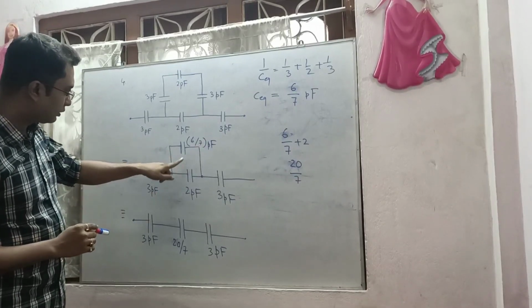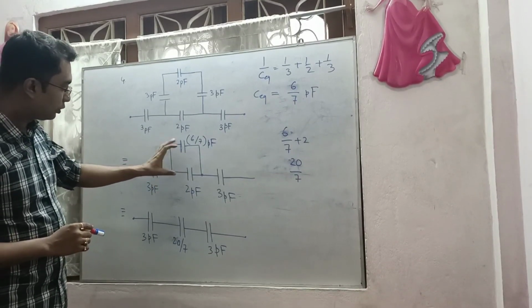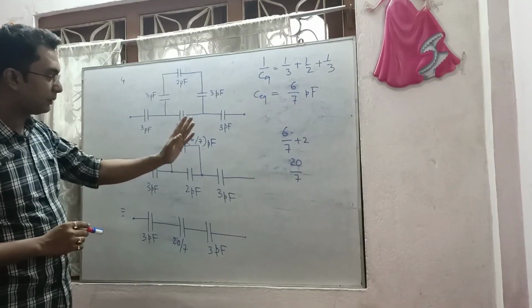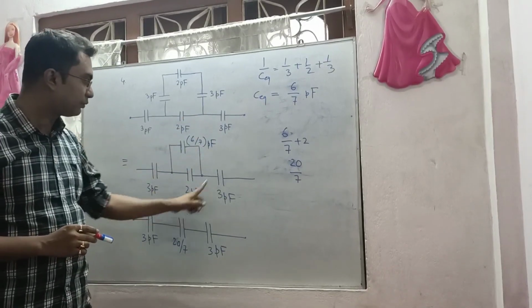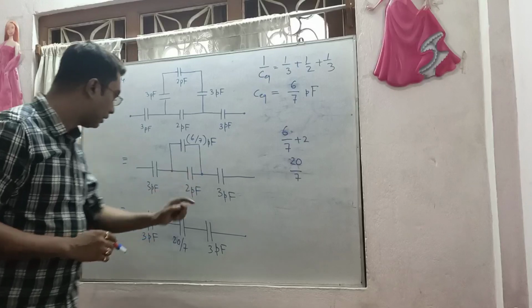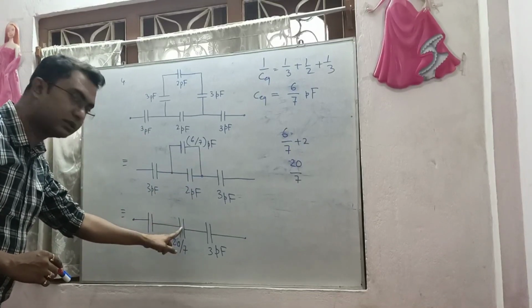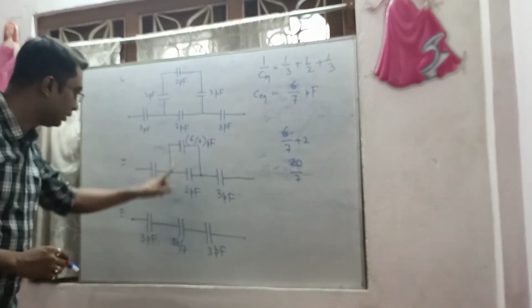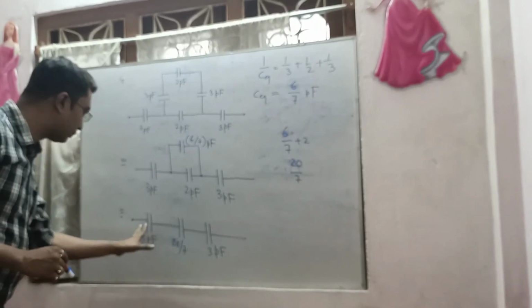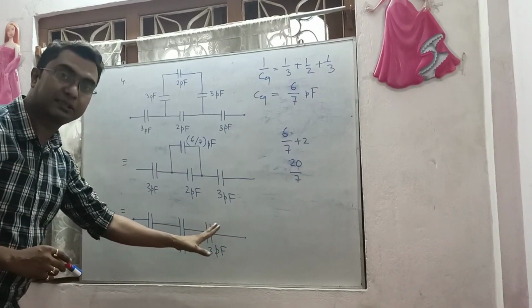Now after that, you see these two come in parallel combination. So parallel combination can be done by just simply adding. So 6 by 7 plus 2 picofarad is equal to 20 by 7. So this is 20 by 7. So this is the equivalent capacitance of these two. So ultimately we have got three capacitors in series combination.